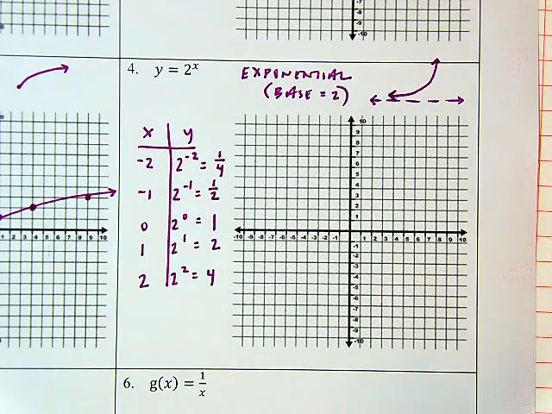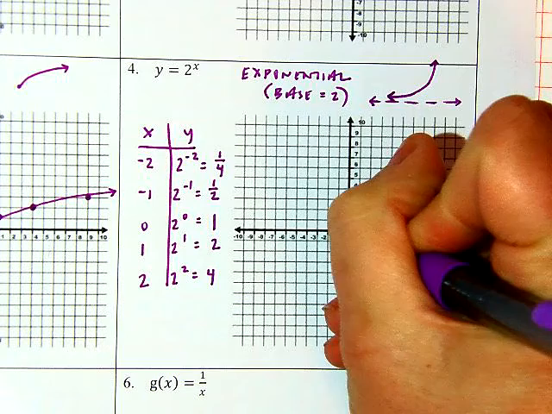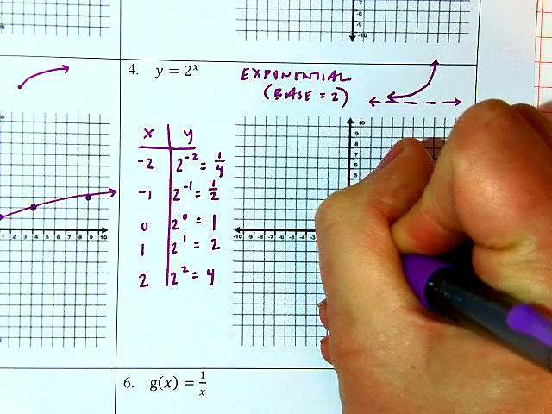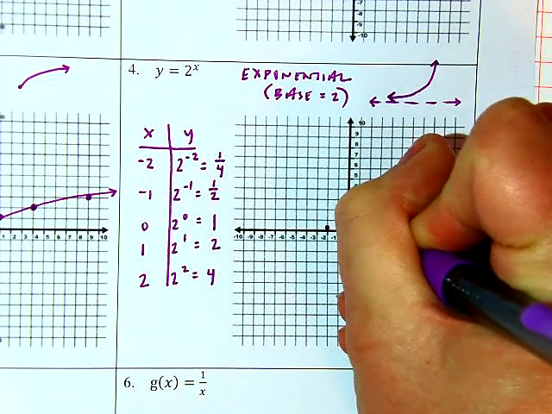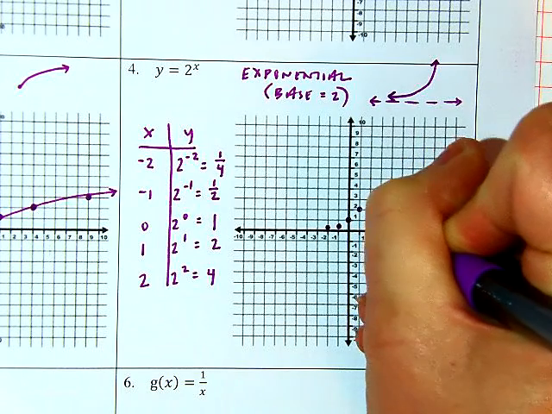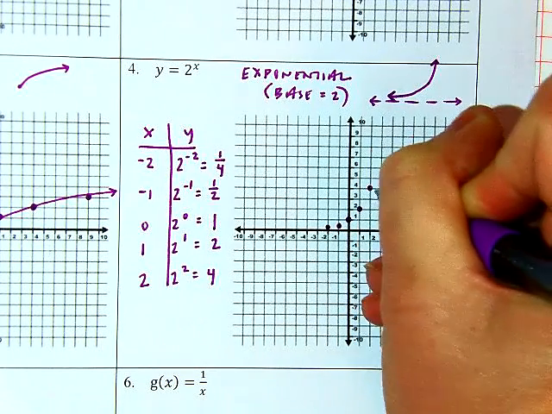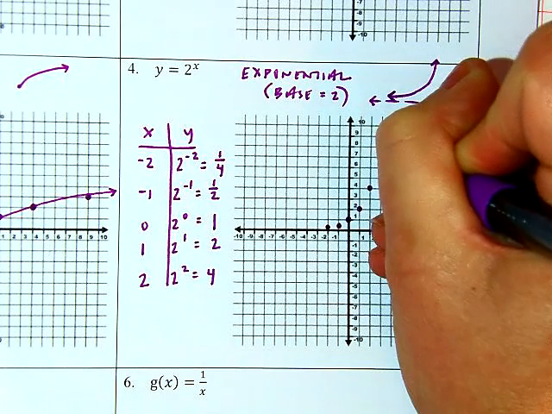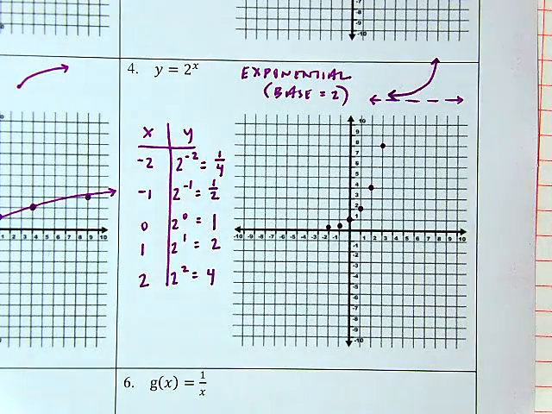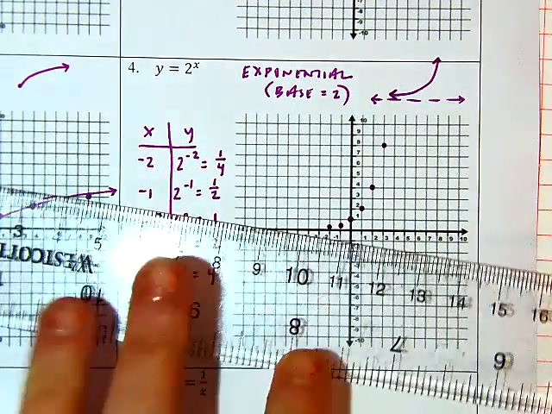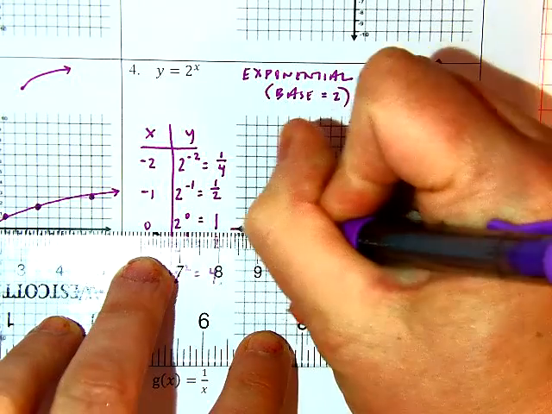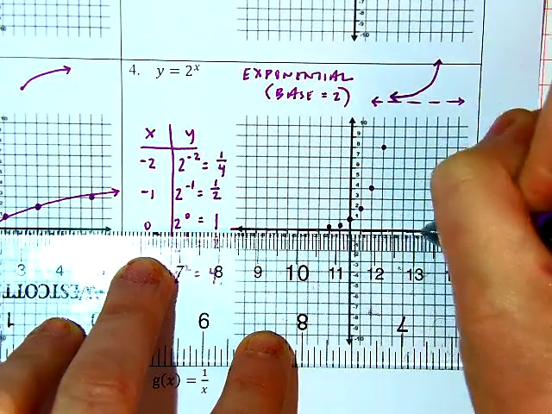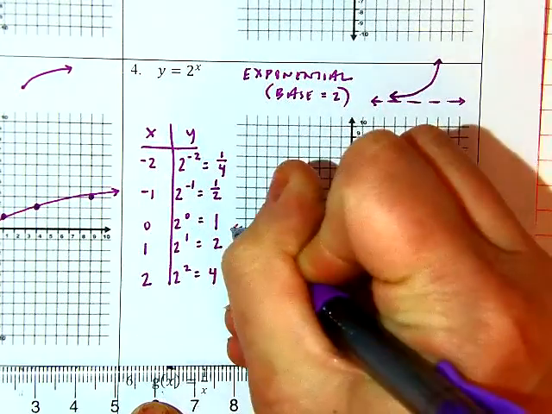So let's plot those points. So negative 2, 1/4 is about right here. Negative 1, 1/2, 0, 1, 1, 2, 2, 4. If I had kept going, I would have 3, 8 as my next one, just like so. Now remember, I told you initially there's an asymptote. There's an asymptote right here at y equals 0. A horizontal line right here at y equals 0.